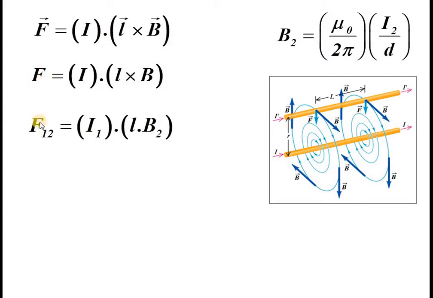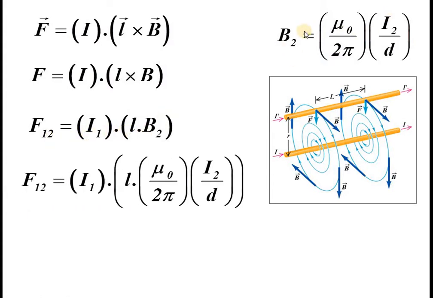Let us specifically denote what F is. F12 is the force on wire 1 due to 2. Force on wire 1 due to 2. So current will be in wire 1 and magnetic field will be due to wire 2. That is why here I1 is placed and B2 is placed here. So force on wire 1 due to wire 2. The 'due to' is placed here, and on what wire is placed here. So I think it is clear. Force on wire 1 due to wire 2 is equal to I1 into L into B2.